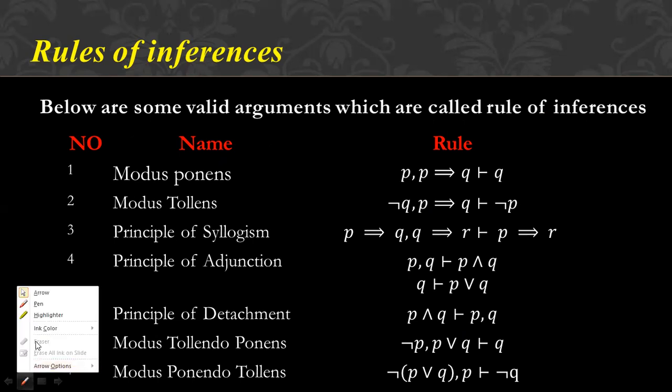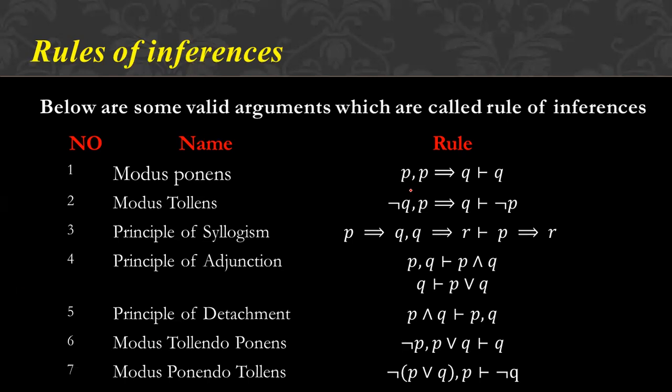In the case of modus ponens, we have P implies Q, and the conclusion is Q. If we are given such an argument, this argument is always valid because we assume that P is true, and P implies Q is also true, which is the second premise. If P is true, for P implies Q to be true, Q must also be true. So Q, the conclusion, is true whenever P and P implies Q are true, so this is valid. This is the first rule of inference.